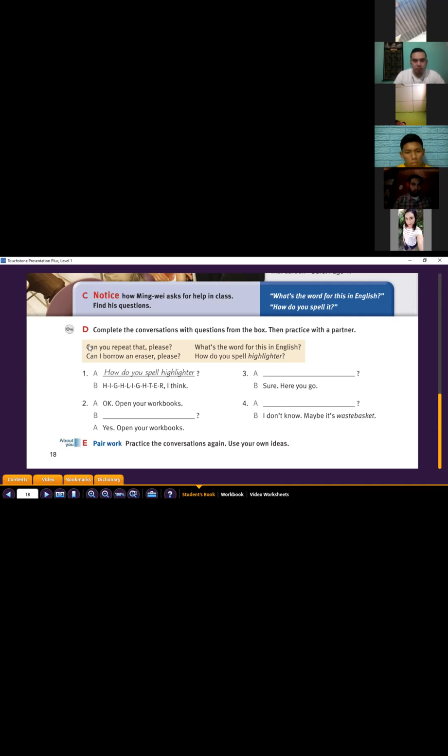Es una de las preguntas que está en la cajita de arriba de color rosado, ¿verdad? Rosado. Can you repeat that, please? Can I borrow an eraser, please? What's the word for this in English? How do you spell highlighter? No, because how do you spell highlighter is number one. How do you spell highlighter significa cómo deletreas marcador o resaltador.